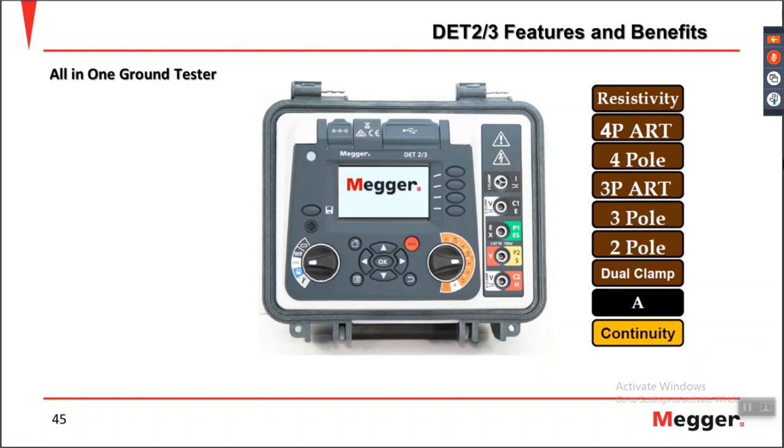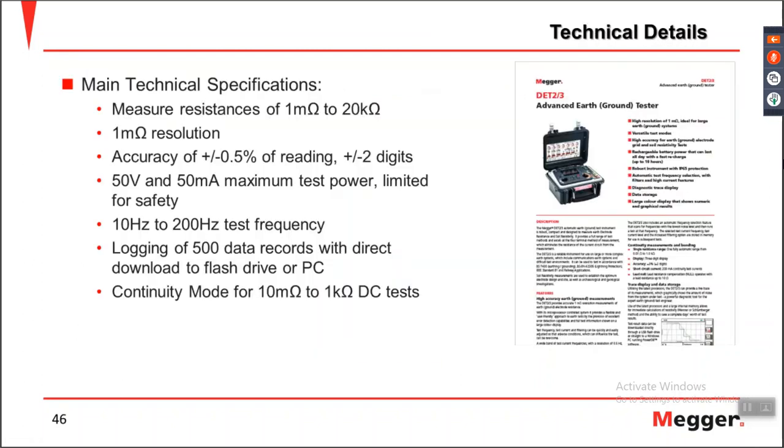And also talking about precise measurement, this is very good because this equipment has 1 milliohm resolution. So if you expect the ground system to be less than 1 ohm or less than 0.5 ohm, I think it is very good measurement because it has very fine resolution, 1 milliohm, with an accuracy of 0.5%.